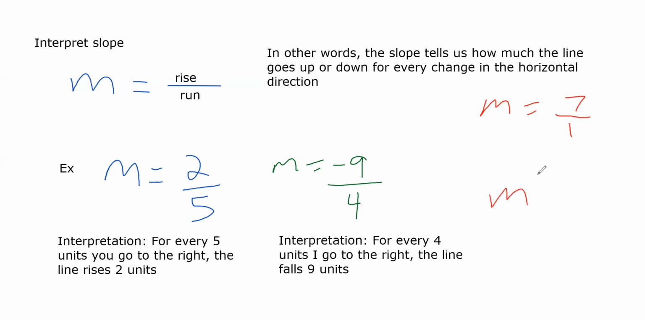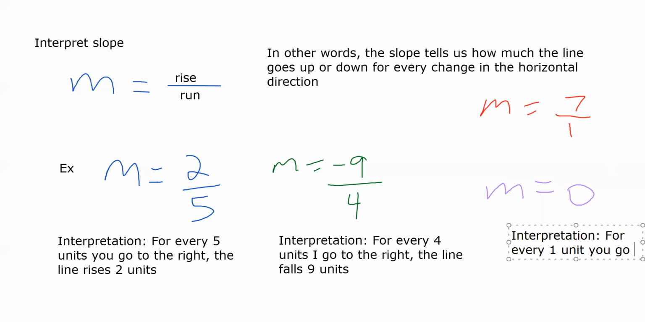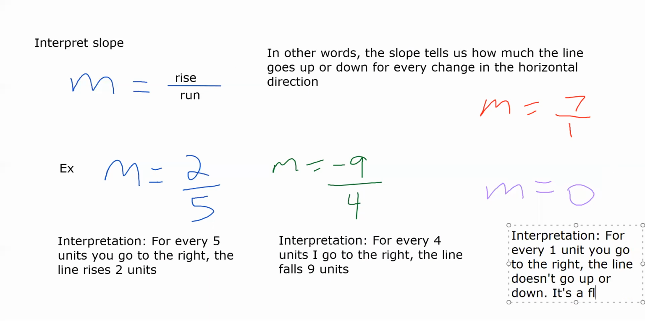What if we dealt with that slope, and this was tempting to dance around, now let's deal with it. What if you have a slope of 0? Well, if you have a slope of 0, you could use the same terminology here. You could say that's secretly 0 over 1. So for every 1 unit you go to the right, the line is not going to rise and it's not going to fall because it's 0 units in the vertical direction. So the line doesn't go up or down. It's a flat line.